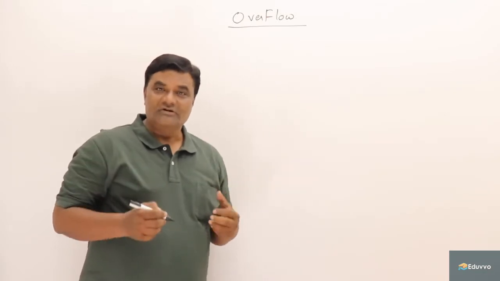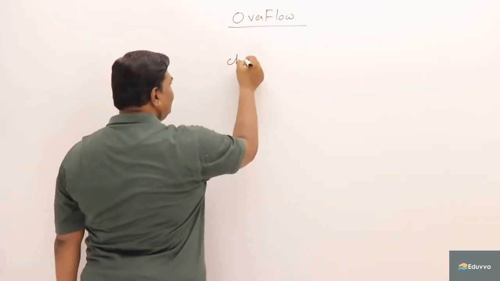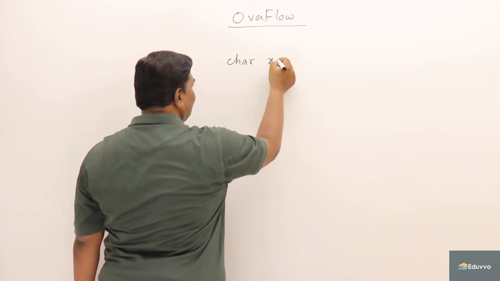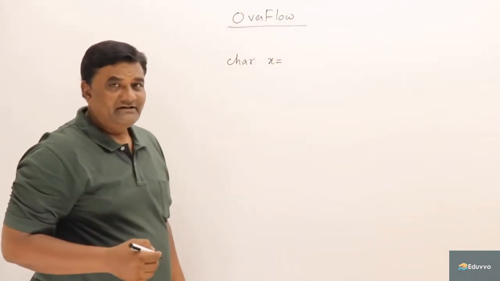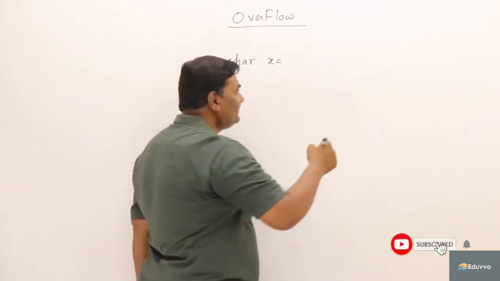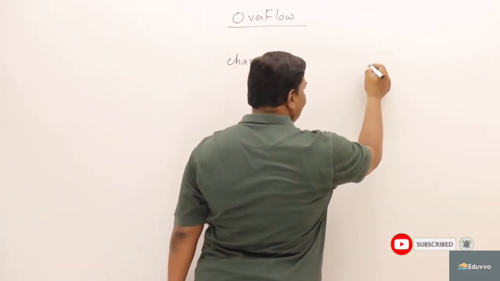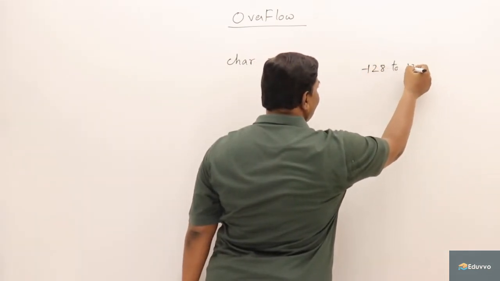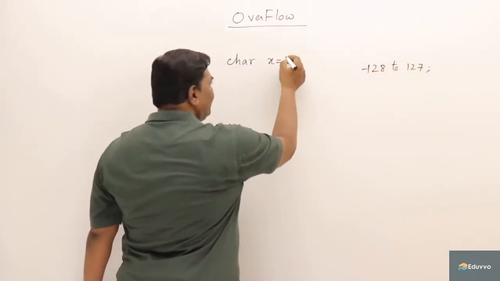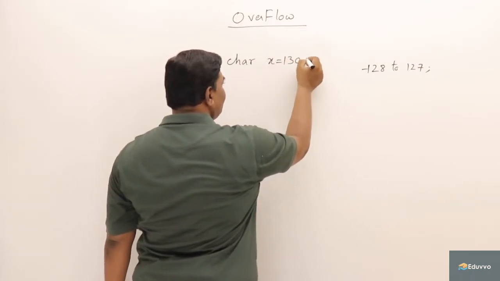Let us know what is overflow. I have a variable of type character x, and in this I am storing a value. What is the maximum value that I can store in a character type variable? The range of a character type variable is minus 128 to 127. So can I store 130 here?